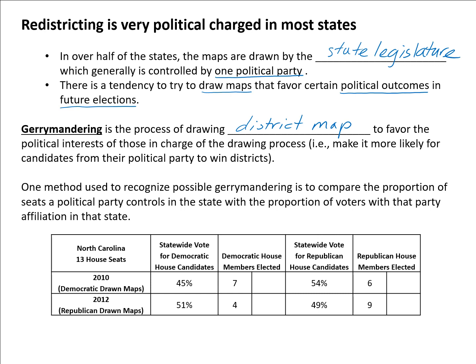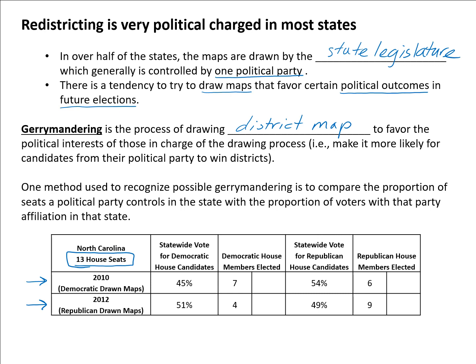One method used to recognize possible gerrymandering is to compare the proportion of seats a political party controls in a state with the proportion of voters with that party affiliation in the state. I'm going to use North Carolina as an example, specifically in the years 2010 and 2012, to look at the results of the elections for House seats. North Carolina in those 2 elections had 13 House seats.